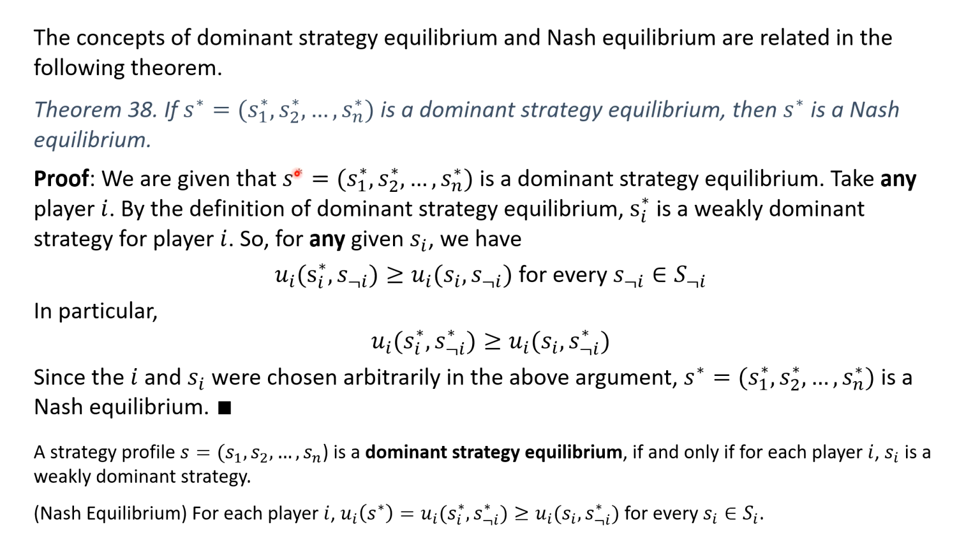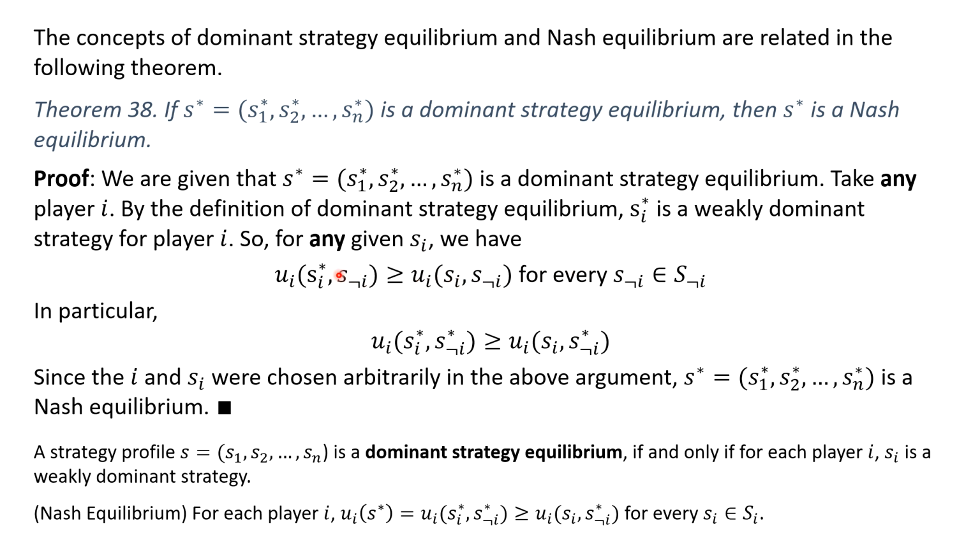So we are given S star is a dominant strategy equilibrium. Take any player I. By the definition, S sub I star is a weakly dominant strategy for player I, which means this here. So for any given S sub I, the payoff from taking the S sub I star from this dominant strategy is greater than or equal to the payoff when you're just using any other S sub I in here.